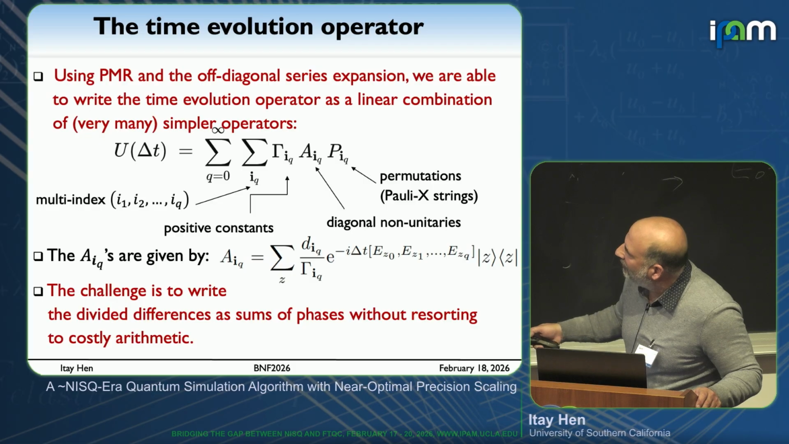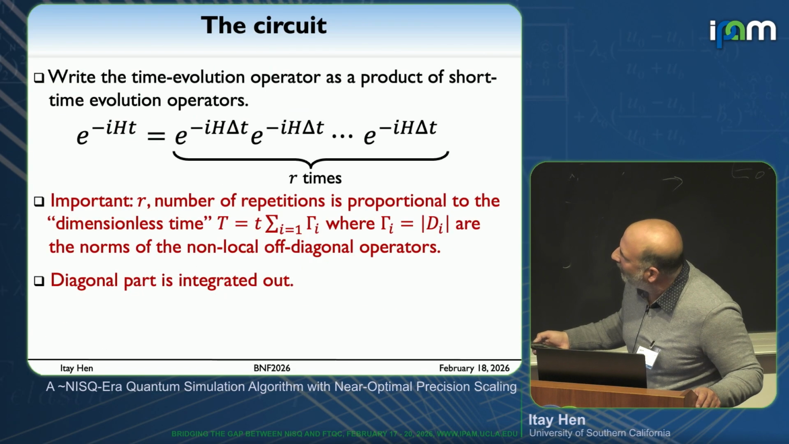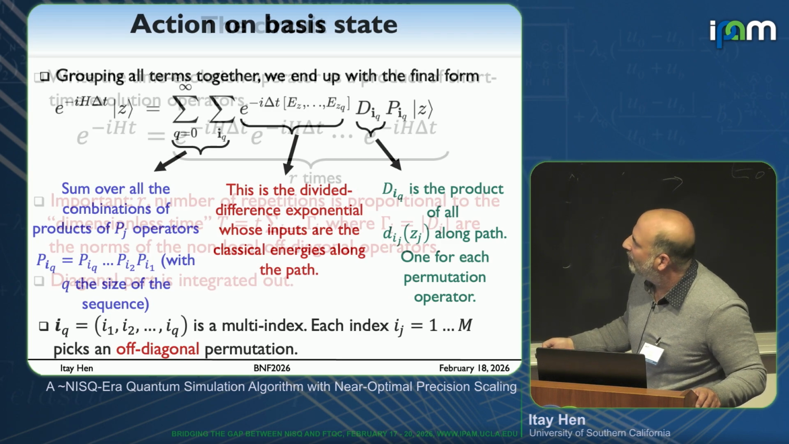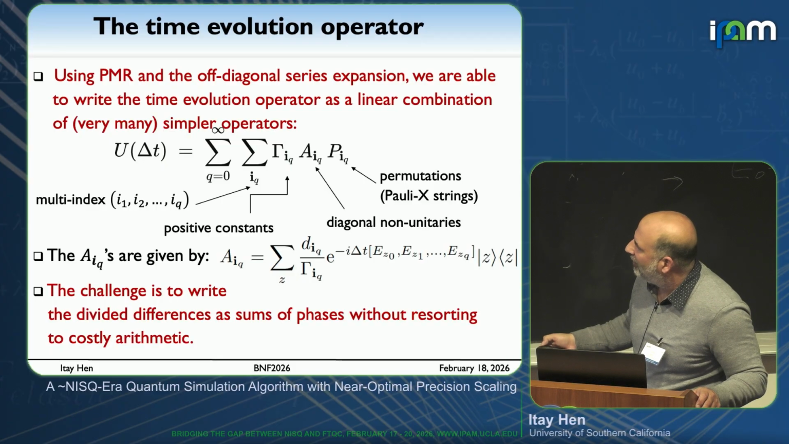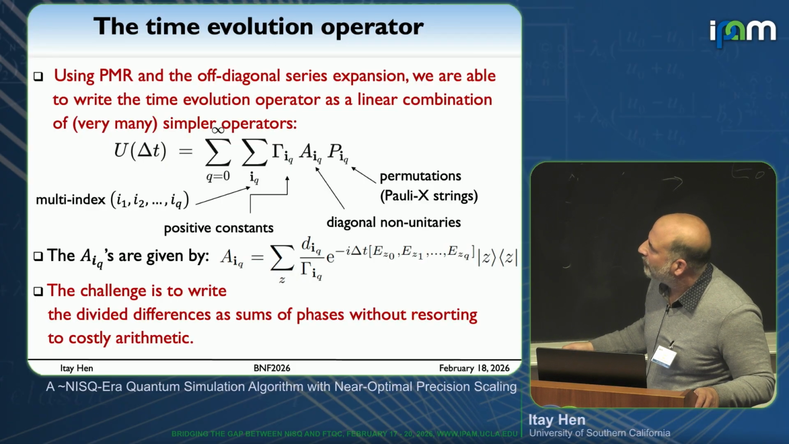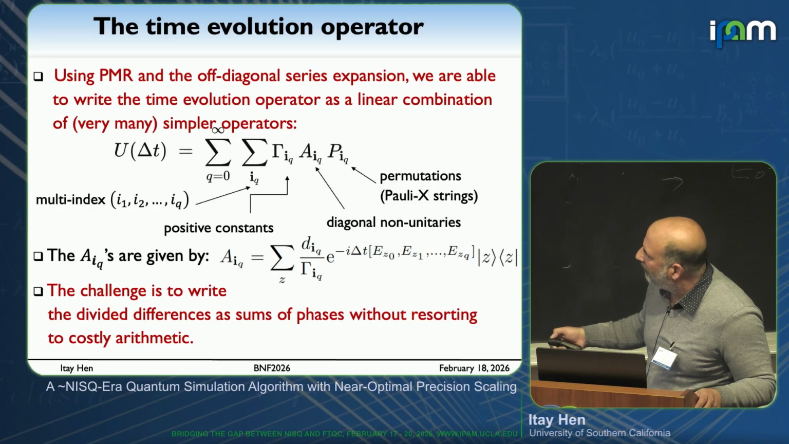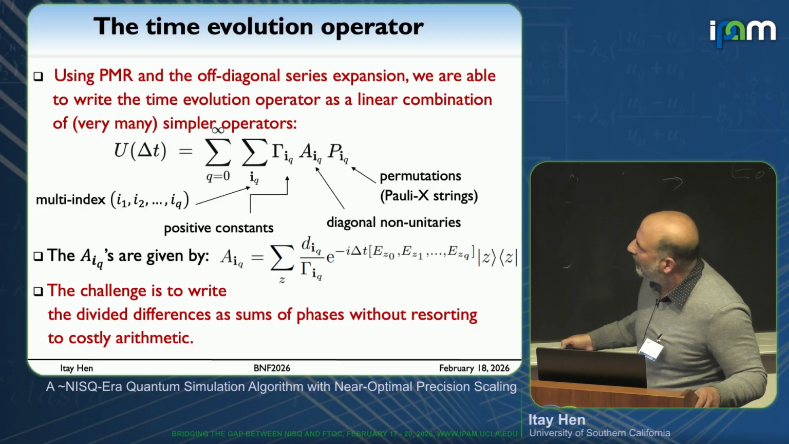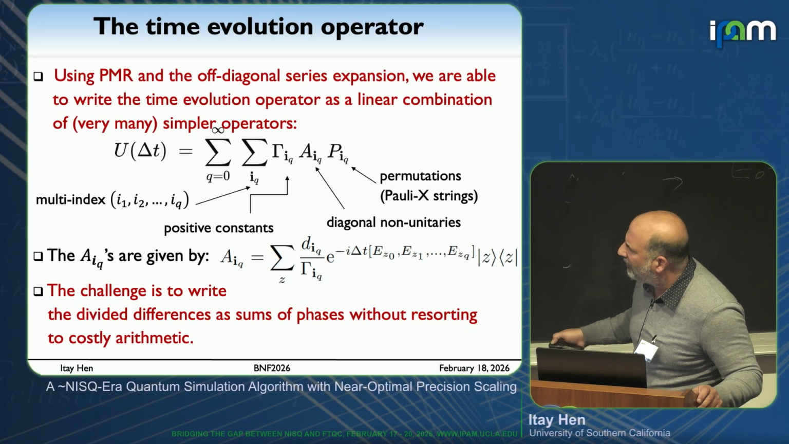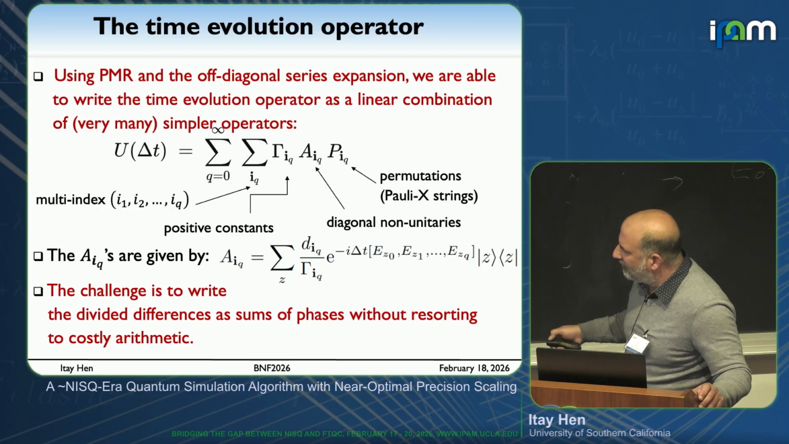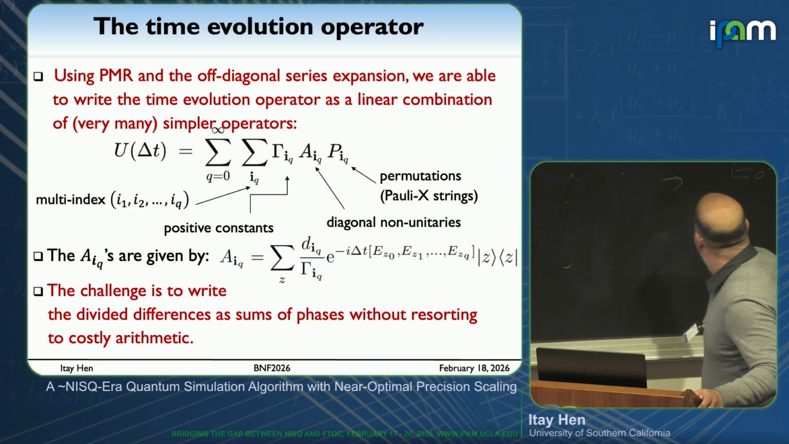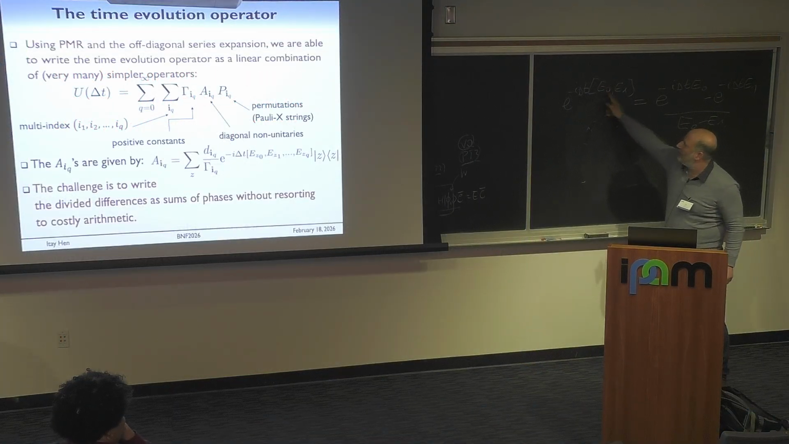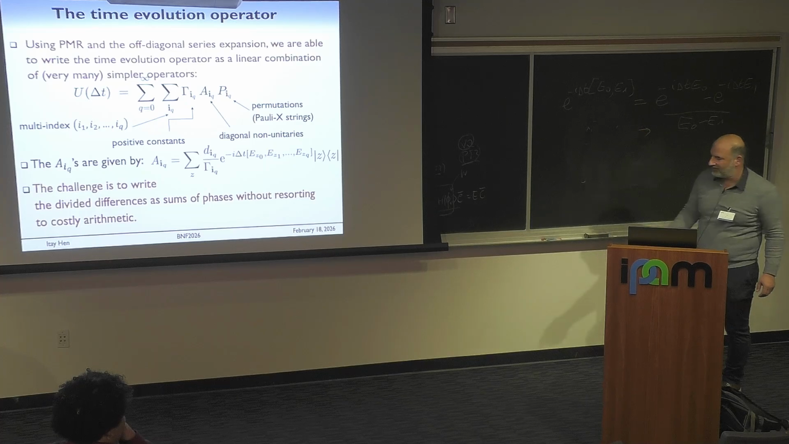Essentially, what I showed you is the action of e to the minus iH delta t on a z, but I can turn it into a unitary, and we have the P's from before. For the divided differences, we end up with non-diagonal unitaries, because this is in fact not a real phase. This thing looks like a phase, or at least when I write it like that, you may think that it's just a phase, but it's not.